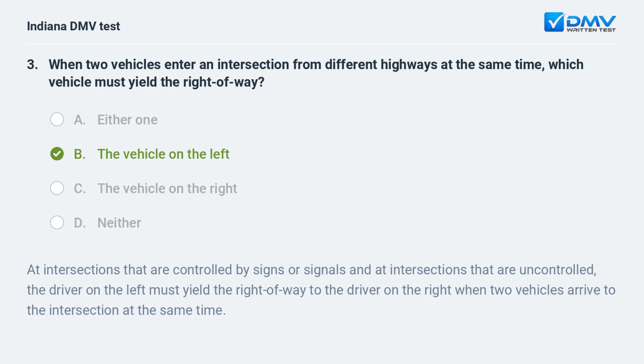B. The vehicle on the left. At intersections that are controlled by signs or signals and at intersections that are uncontrolled, the driver on the left must yield the right of way to the driver on the right when two vehicles arrive at the intersection at the same time.